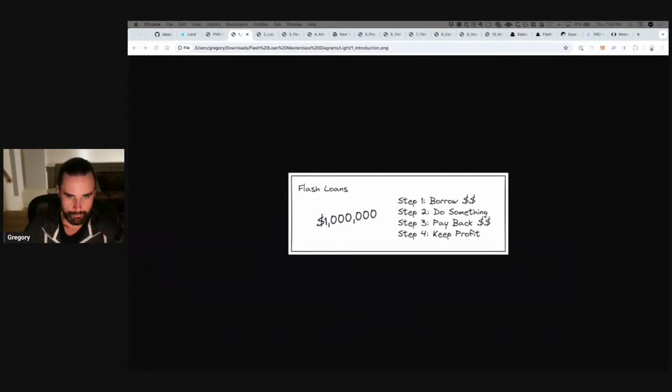Okay. Now, the best part of this, there's zero risk that you can lose this money that you're borrowing. You can't be on the hook for it. So if you borrow like $1 million, you can't accidentally fumble it and lose that money. The blockchain's not going to let you do that.